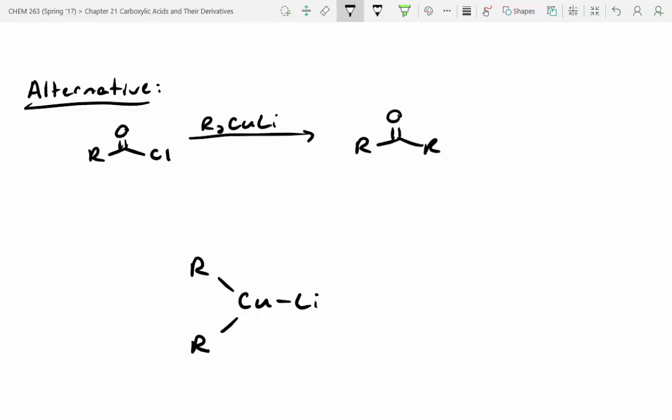So this is an organocuprate, or a Gilman reagent. And the Gilman reagent is very versatile. It's used in a lot of organic chemistry. We're going to cover it a little bit later when we get into, I think, chapter 22. Do those R groups have to be the exact same? Usually they are, yeah.